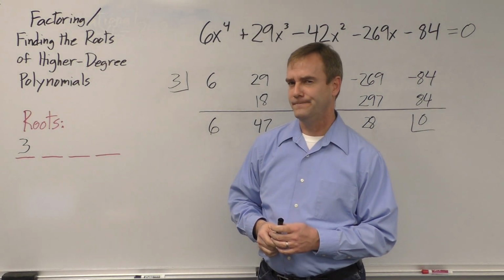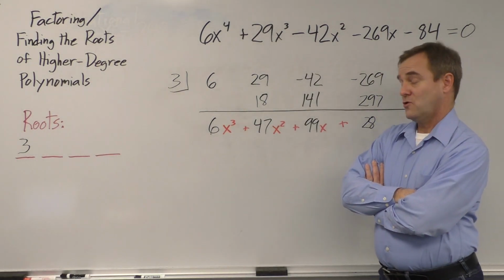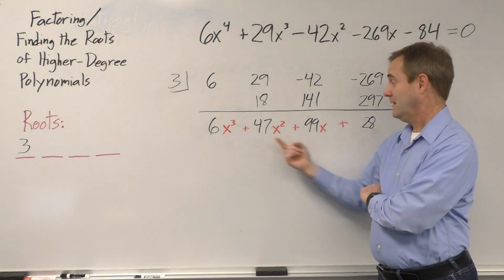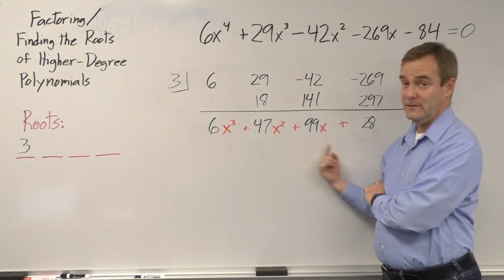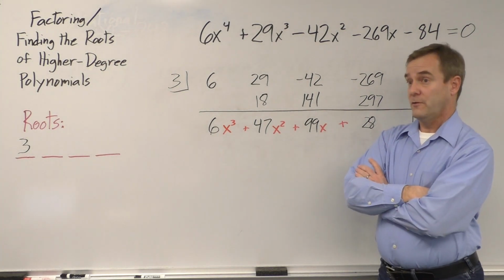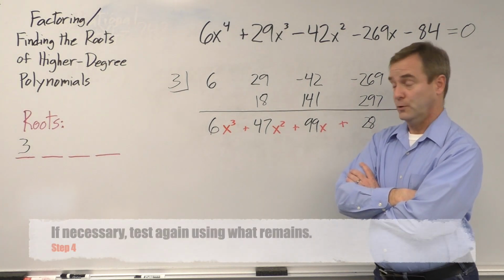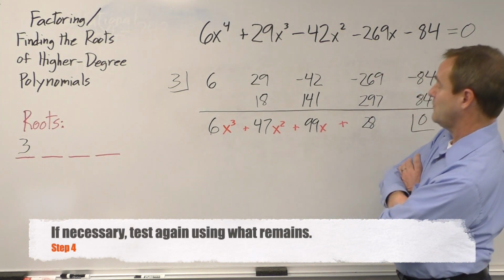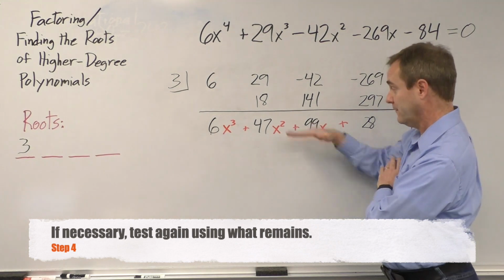Now what? The short answer to the question, now what, is that what remains is still big. This is still a cubic function, still not easy to factor, not by any of our recipes or anything like that. So the short answer is start over. Do the rational root theorem again on what remains, figure out which one seems like a good possibility, and keep going from here.